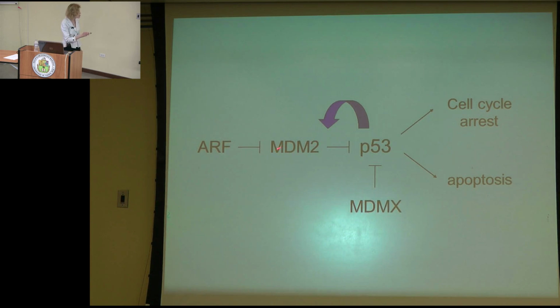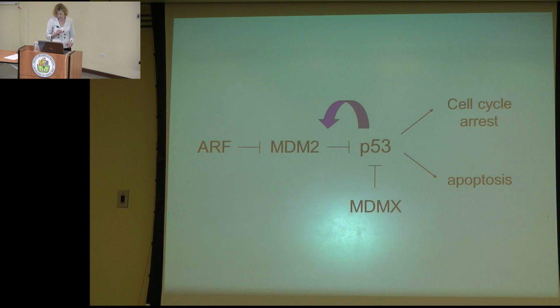So MDM2 is a very well-known negative regulator of p53. When p53 goes up with DNA damage, it will have a feedback system which initially turns on MDM2, but then MDM2 will downregulate p53 so that cell cycle arrest or apoptosis doesn't just go on forever.